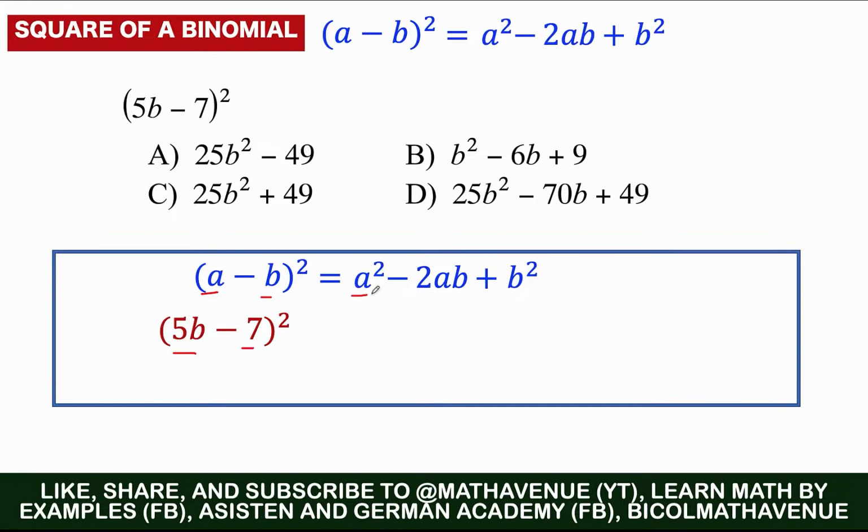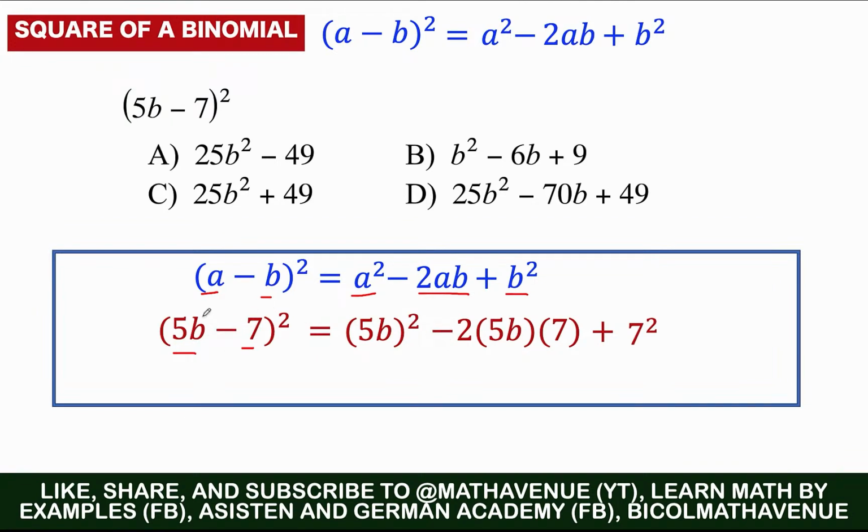So the formula says you square 5B to get 25B squared, then copy the minus sign, and then 2AB. So 2 times the product of 5B and 7. Notice that the minus is already here. Plus B squared. So 7 squared. Don't confuse with the sign. So this minus sign is here.